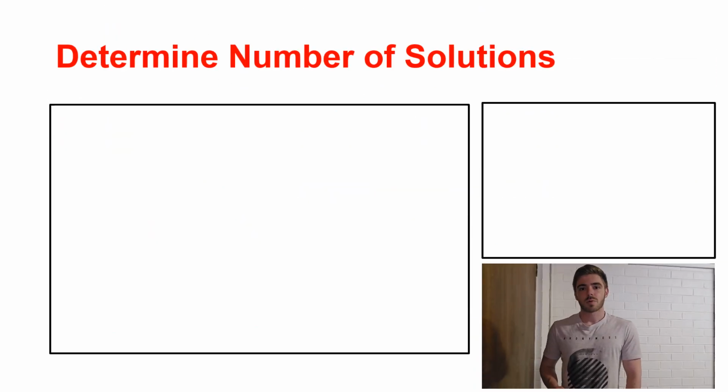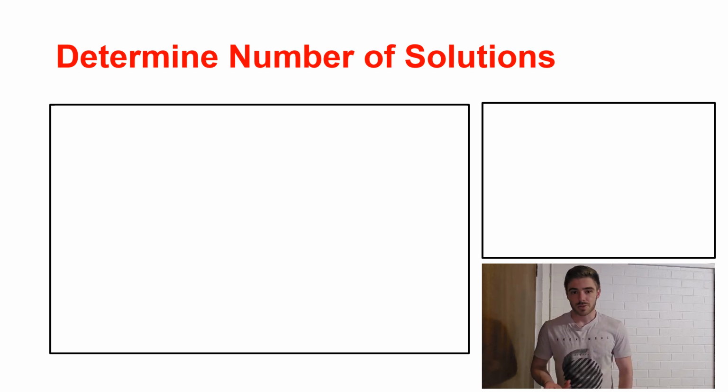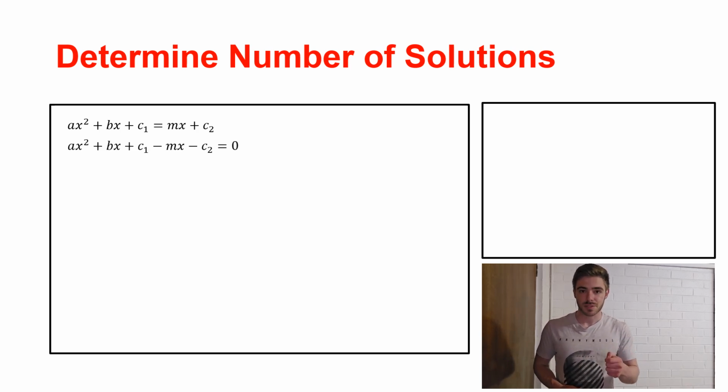Sometimes you're going to be required to determine the number of solutions ahead of time. If you remember from your previous studies in quadratics, you would know that the discriminant was one such tool that could do this. Let's see how to apply it. For now, we're just going to keep everything generic. We have a generic quadratic equated to a generic linear. And if you remember from the previous example, the first step there was to get all the terms on the same side. So let's do that.